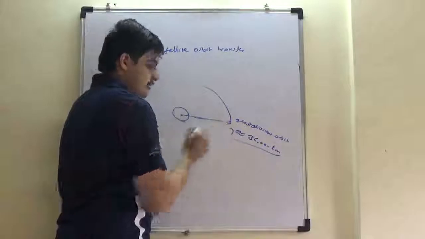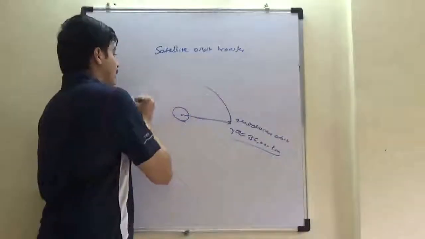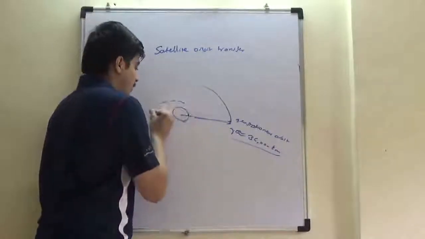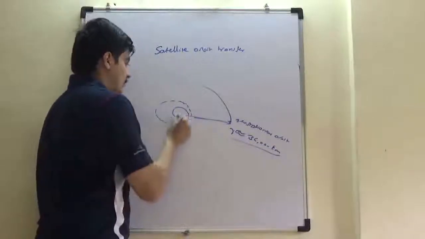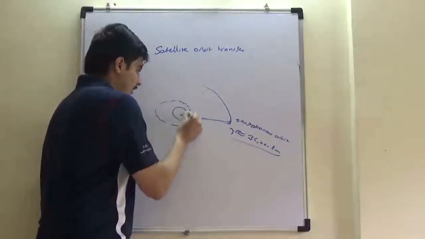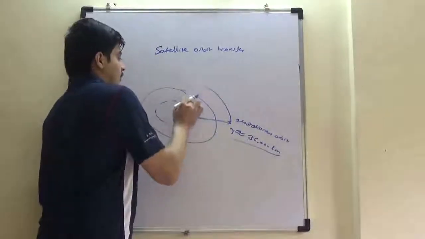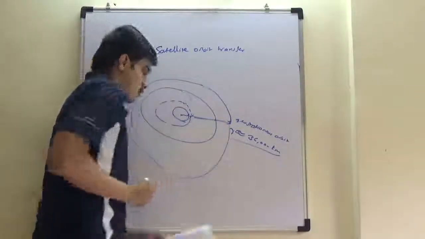Will you launch it like this, straight? Too much fuel energy. Will you even launch it like this? No. So you will launch it such that it first forms this small elliptical orbit or parking orbit. Then you will fire so that it goes into the next orbit. In this orbit again you will fire so that finally you reach this orbit.